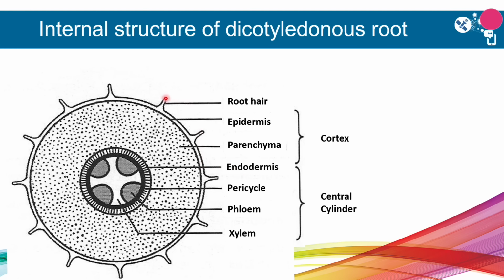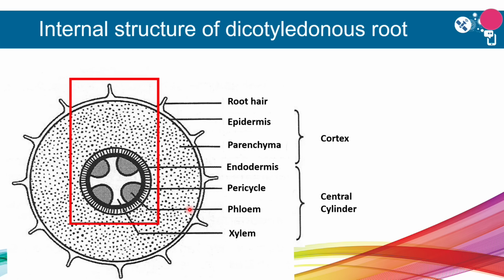Very obvious is there are root hairs. And then we have an epidermal layer, and then there's parenchyma tissue and endodermis, and they make up the cortex. And then there's a central cylinder, which is made up of the pericycle, the phloem, and the xylem. And we'll be looking exactly at each one of these functions and specifically how to identify these tissues.